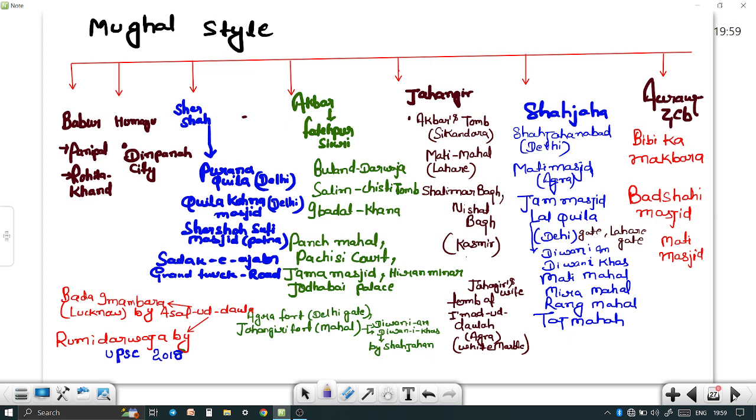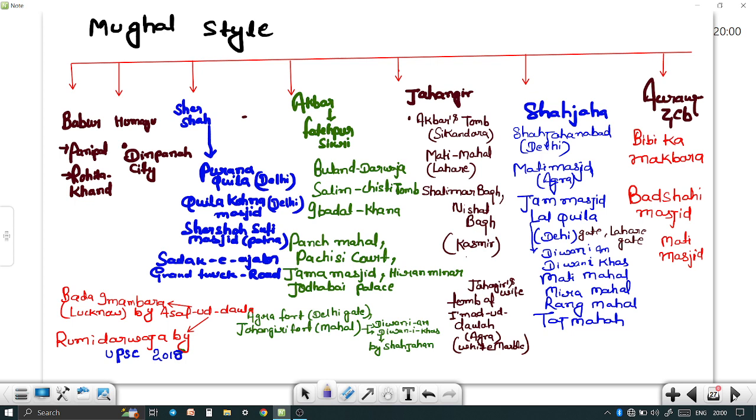And then Humayun comes into the picture. He laid the foundation of the city named Dinpanah. And Humayun's Tomb, Delhi, is the first distinct example of Mughal architecture, built by his widow, Begum. It is a synthesis of Persian architecture and Indian tradition. It has a high double dome as well as chhatris, which give it a pyramidal shape from a distance. And it has a charbagh style garden.